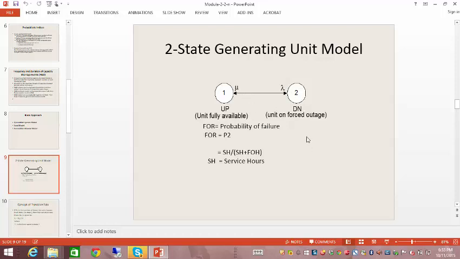Now, if you want to compute only the loss of load expectation and the expected unserved energy, then all that you need to know is the probability of this state, which is called the forced outage rate. The forced outage rate for the generating unit is not a rate, but it's the probability of failure. It's the probability of this state. And this can be computed from the service hours divided by service hours plus forced outage hours.